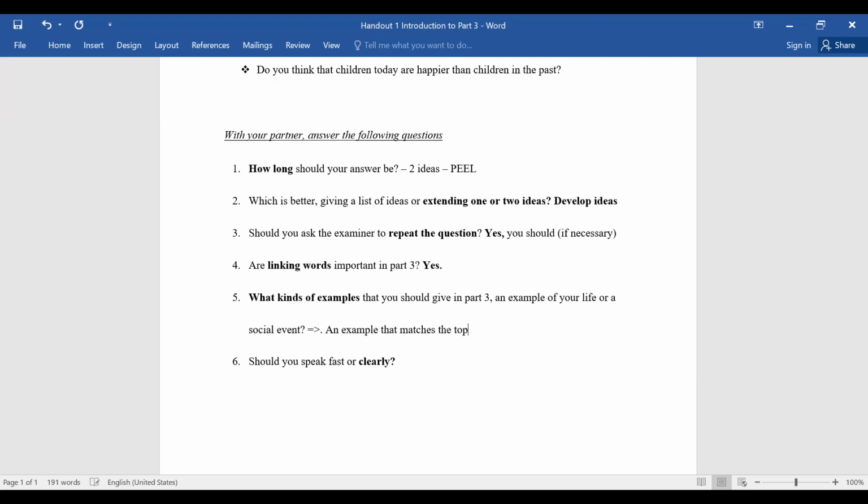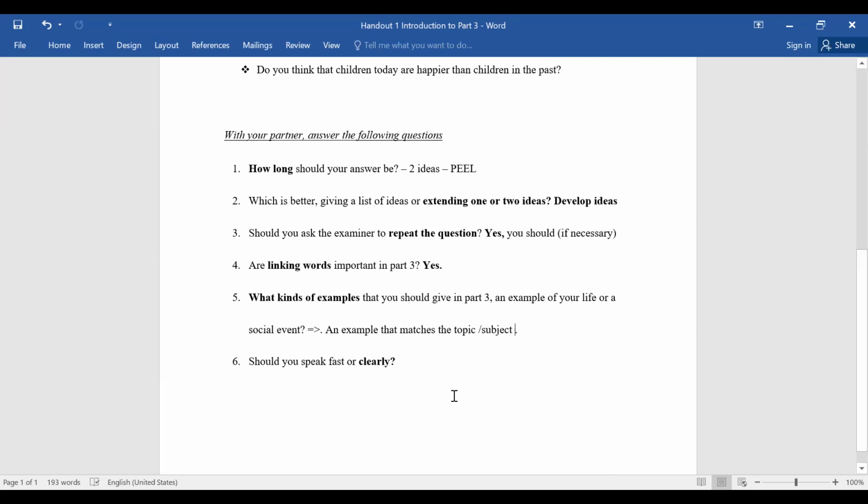An example that matches the topic and the subject. So this is my answer. You should give an example that matches the topic or the subject. For example, in IELTS Part 1, listen to the questions. They are about you. And most of the time, the examiner will say something like, do you like music? Or do you like your job? So when the questions are about you, give examples of your life.